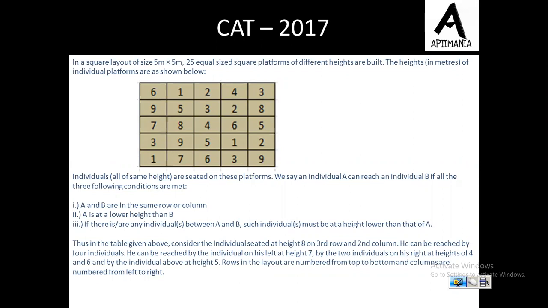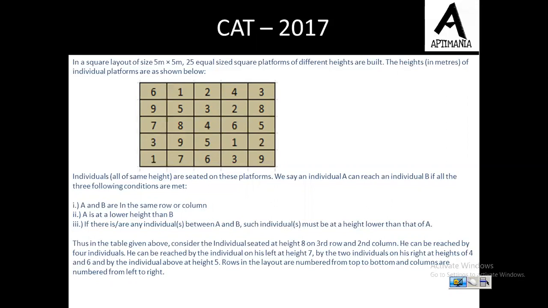We say an individual A can reach an individual B if all the three following conditions are met. First, A and B are in the same row or same column. Second, A is at lower height than B. And third, if there is or there are any individuals between A and B, such individuals must be at a height lower than that of A.